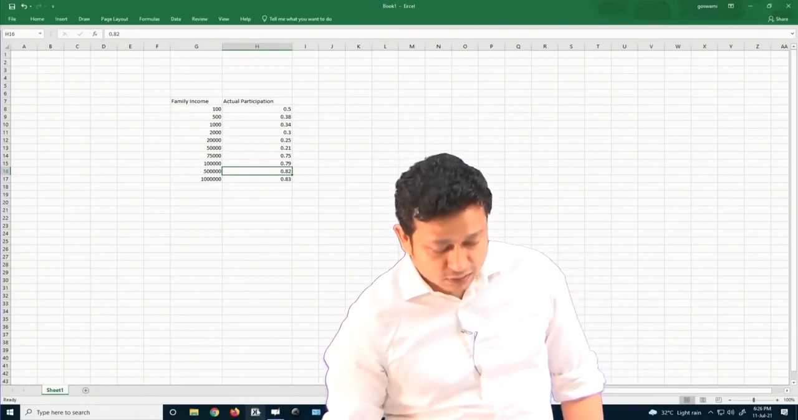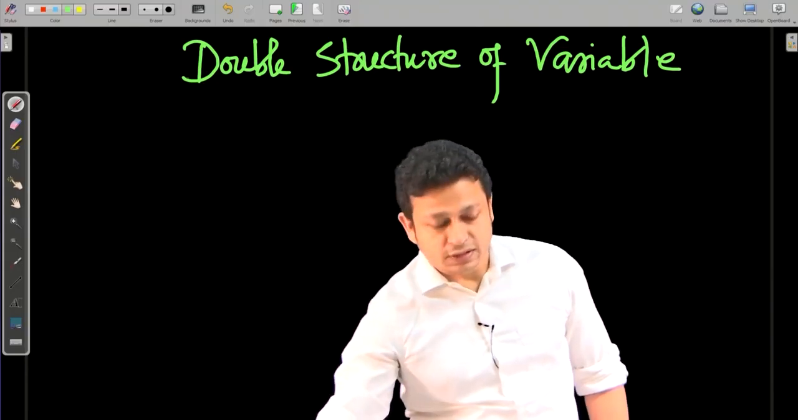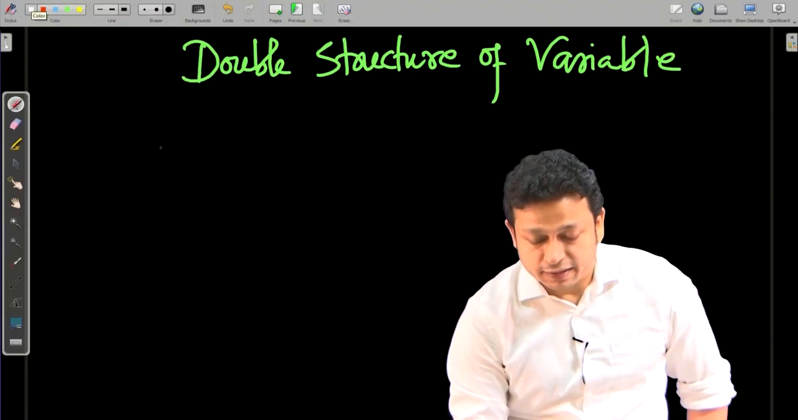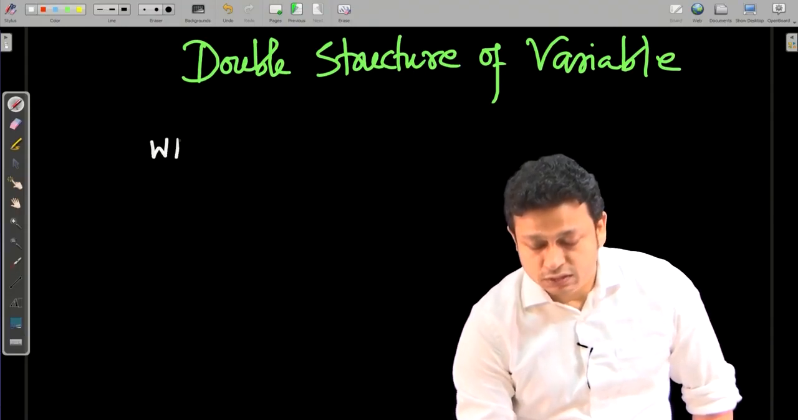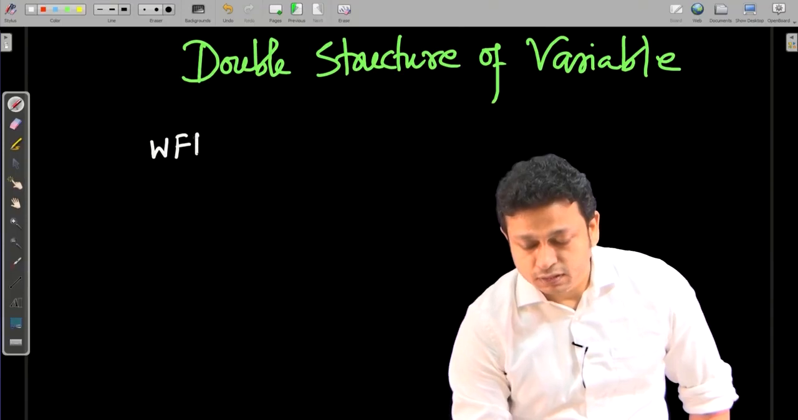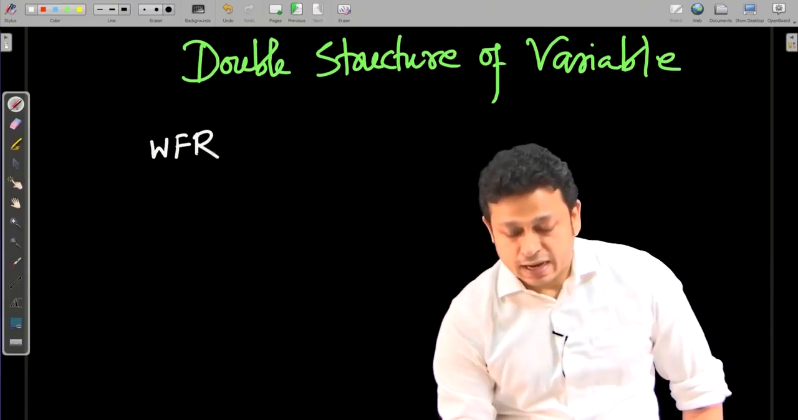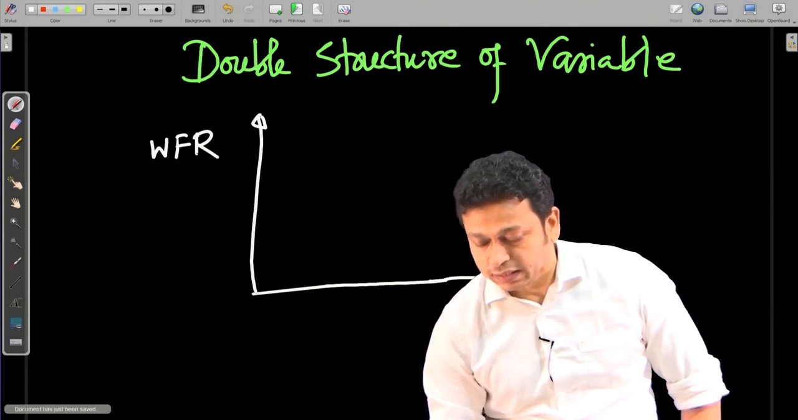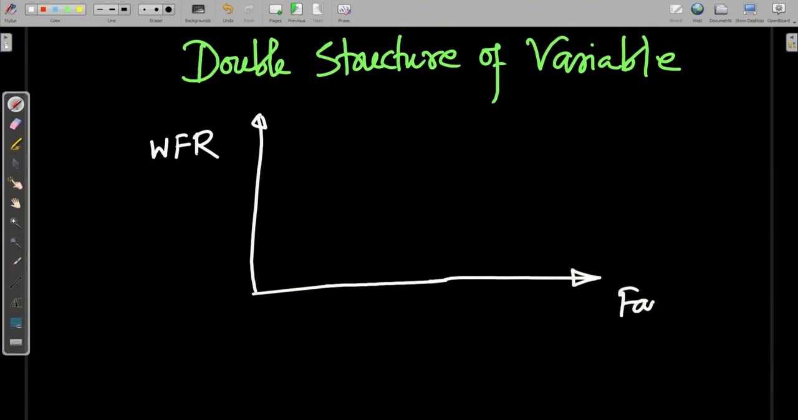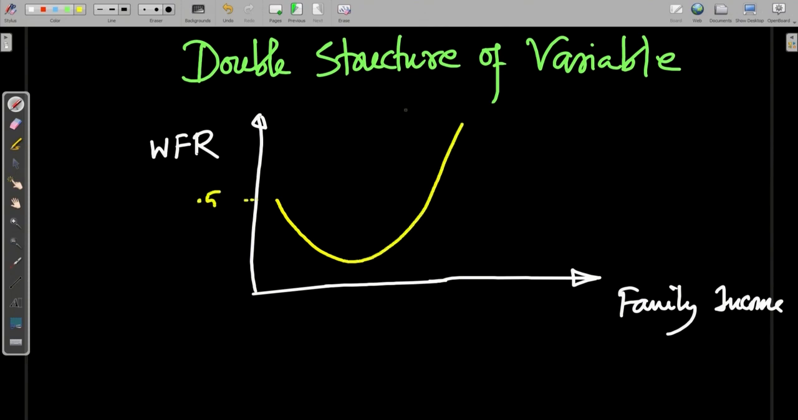So, if I actually draw this, it will look like, let us say I have workforce participation rate, and here I have family income, and if I plot these two, what I see is something like this. So, the workforce participation rate is, let us say, like this. So, here it is 0.5 and here it is 0.8, and there is a theory behind it.